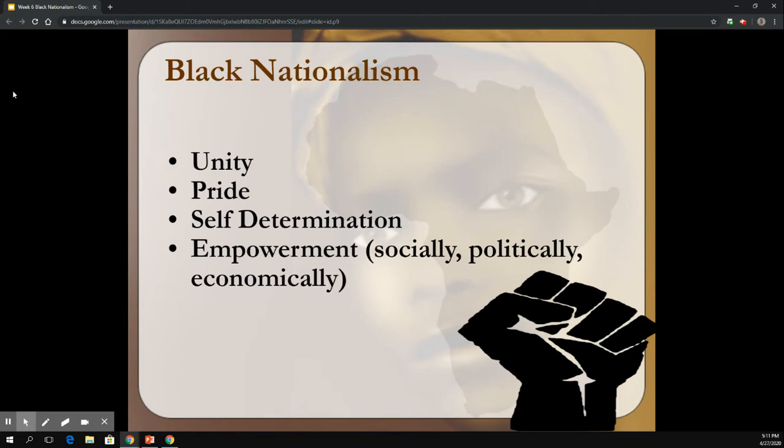Black nationalism promotes unity, self-determination, pride, and social, political, and economic empowerment within Black communities. Black nationalism birthed the Black Power movement, a revolutionary movement built upon these principles. The symbol of the movement is the raised fist, which stands for unity and solidarity.